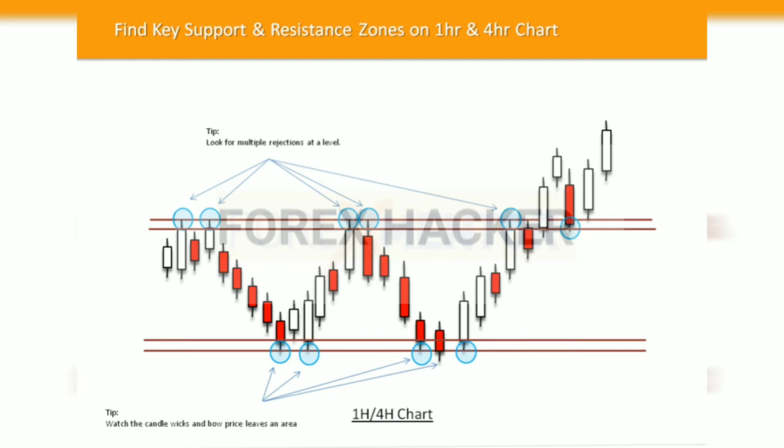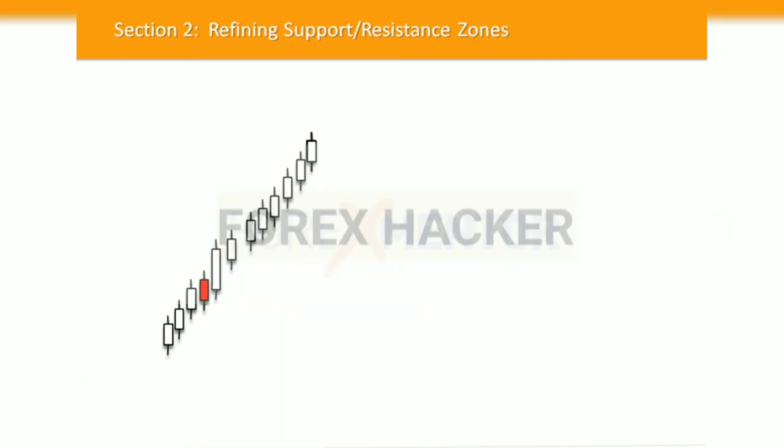So once we've actually marked off our key support resistance zones on the 1 hour and 4 hour chart, we can then move to the next section, which is refining the support and resistance zones. We want to refine our support resistance zones for scalping purposes. Remember, for scalping, we want to be as accurate as possible. We're using very small stops, and our entry is absolutely critical when we're looking to trade small bounces off levels.